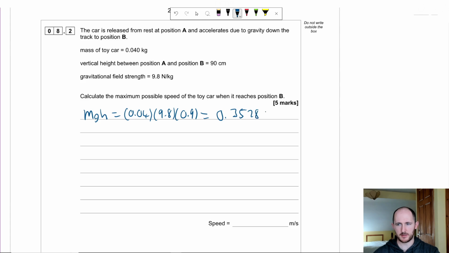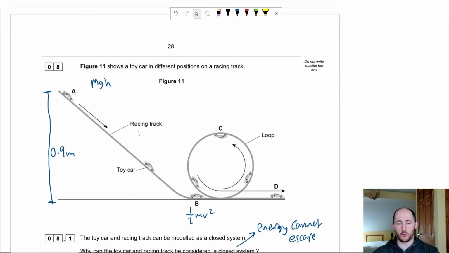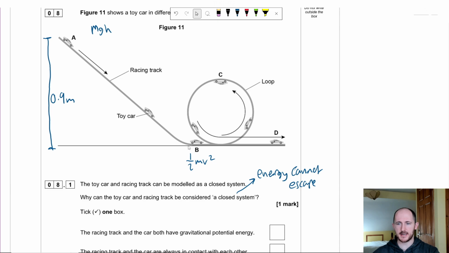That is a very small number, but remember, this is just a toy car. It's not like it's a bullet or something. It's not going to have much energy. And now, half mv squared should be equal to that energy because all of the gravitational potential energy has been transferred into kinetic. How do we know it's all of it? Because its height now is 0. So we'll do mg times 0, which would be 0.